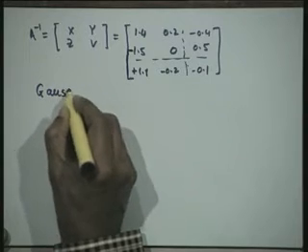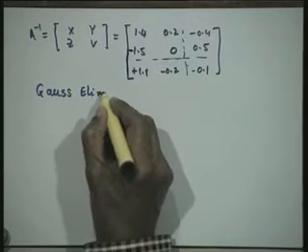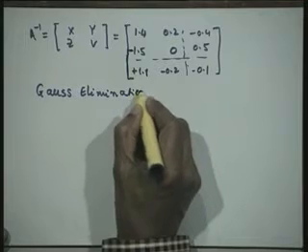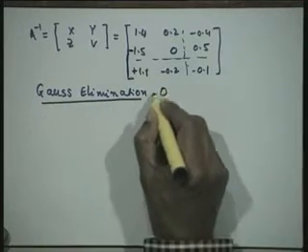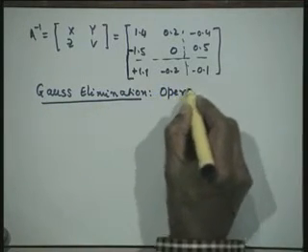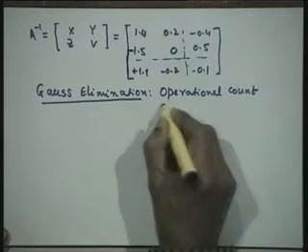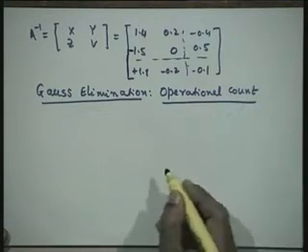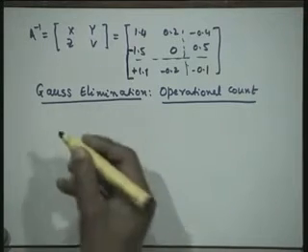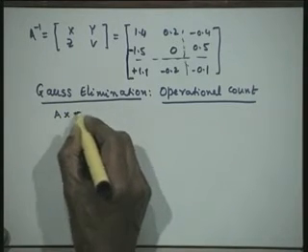So, let us illustrate it for one of the methods that we have done; the other methods can be done easily. Let us take the Gauss elimination and do the operational count. We shall call this the operational count. Let us just remember what we have done in the Gauss elimination.